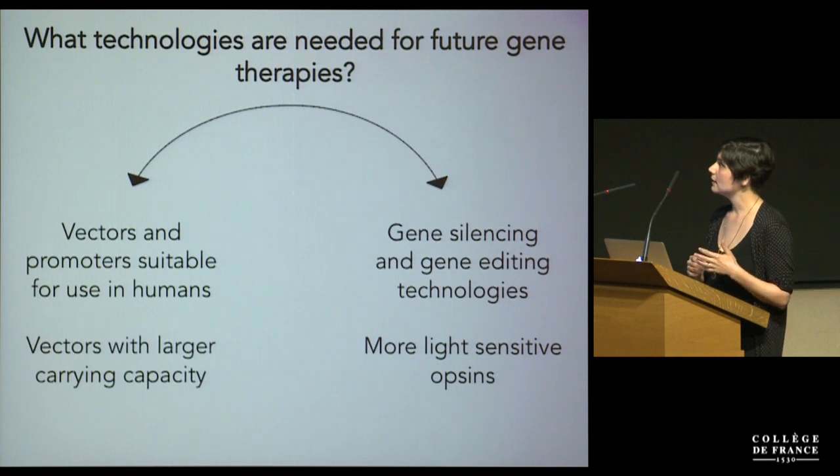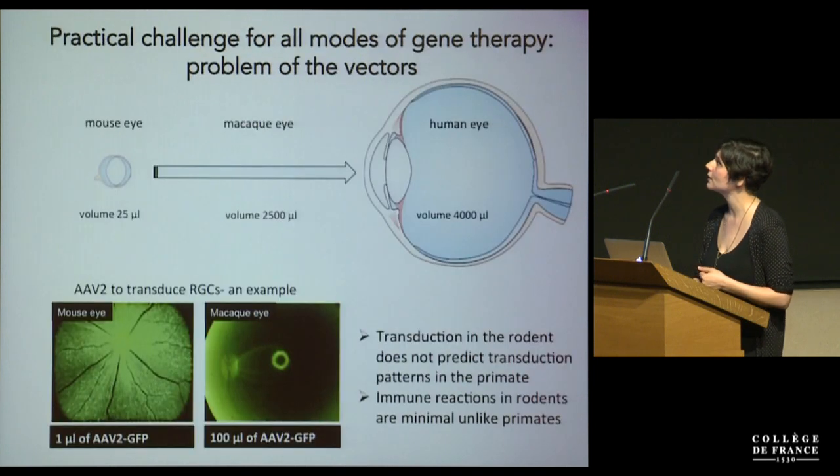And in parallel, the technologies on gene silencing and gene editing would be beneficial for gene correction, which is yet another avenue that I didn't address here. And of course, more light-sensitive options would be great, although I don't know physically if we can go higher than the sensitivity of the ones that we currently have. But these would be definitely beneficial. So for my interest and my group's interests, I want to just say a few words about vectors and promoters suitable for human use and how we're tackling this challenge, how we've done it in the past, and how we're in the process of doing it for clinical translation.